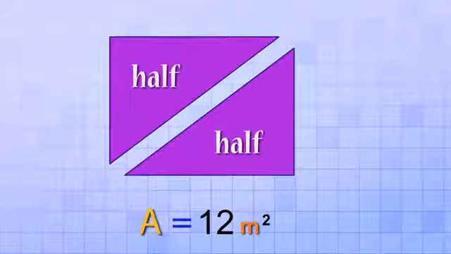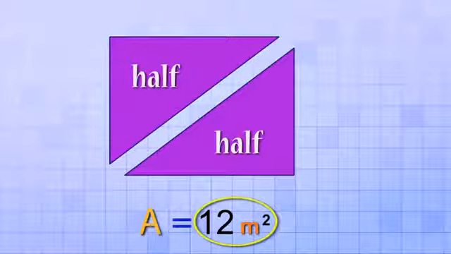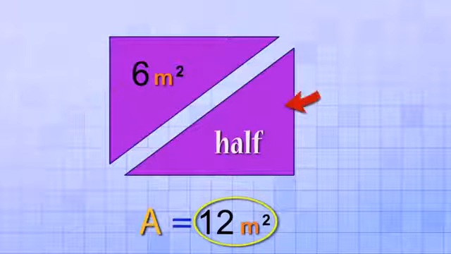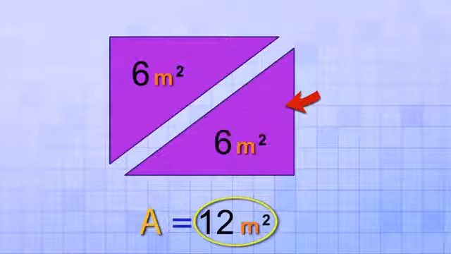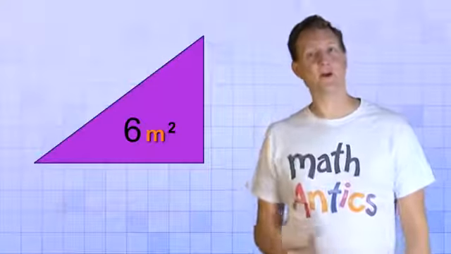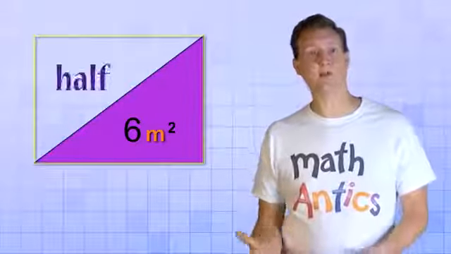We already calculated that the area of the entire rectangle is 12 meters squared. So the area of this triangle must be 6 meters squared, and the area of this triangle must be 6 meters squared, since 6 is half of 12. Aha! So the formula for the area of a triangle should just be half of a rectangle.